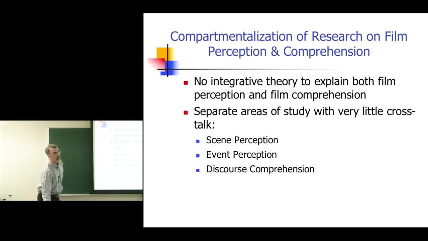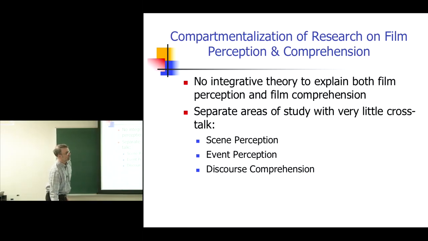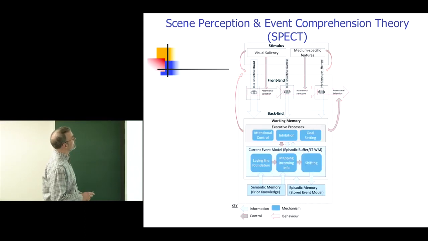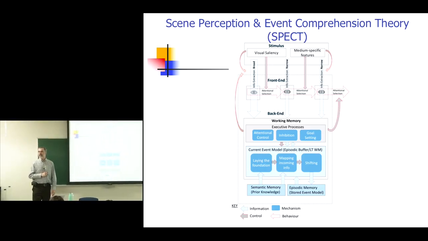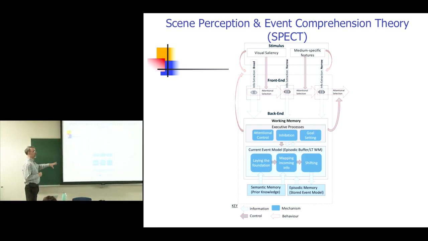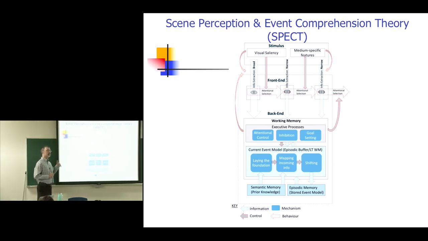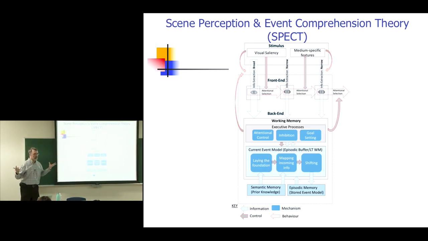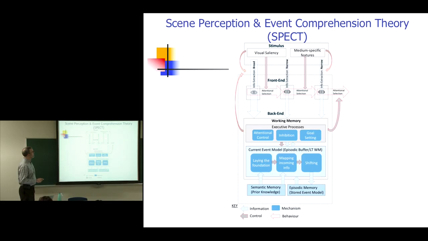So I have come up with a theory, and I've been working on it with Joe Magliano and Tim Smith and Adam Larson and now John Hudson. It's called the Scene Perception and Event Comprehension Theory, or SPECT. There's a lot going on in this. It looks very complicated, but if you take it apart, it's not so complicated, considering that it's trying to explain a lot of things, perception and comprehension. I'm going to go over it very briefly. We start with the stimulus, which in this case is a movie. Then we have what we call the front end.